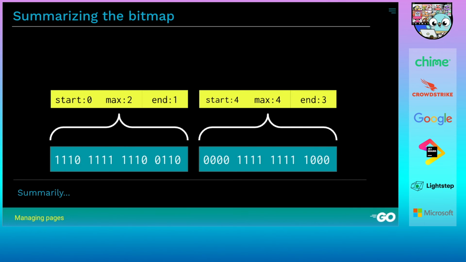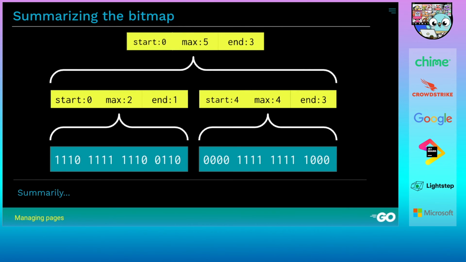Okay, so if max is 0, then we can skip over this part of the bitmap and thus this part of the address space entirely. This makes finding free pages faster, but it still doesn't scale well. Well, then what are start and end for? Well, that's the trick here. We can build a tree out of these summaries. We can compute a summary for this whole bitmap just by merging these summaries.